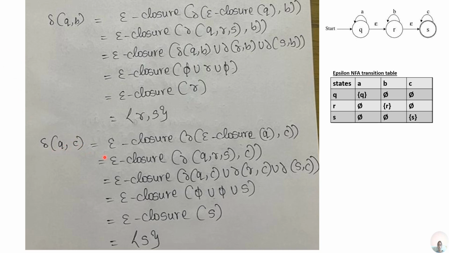Delta of Q comma C equals epsilon closure of delta of epsilon closure of Q comma C. That is epsilon closure of delta of Q comma R comma S with input symbol C, which is epsilon closure of delta of Q comma C union delta of R comma C union delta of S comma C. Delta of Q comma C is null, delta of R comma C is also null, and delta of S comma C is S, so the epsilon closure gives S.